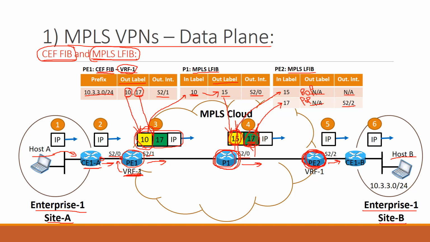Now provider edge 2 will decide that it should forward an unlabeled packet out of serial 2/2 to the customer edge, and then the customer edge will send the unlabeled packet to host B.